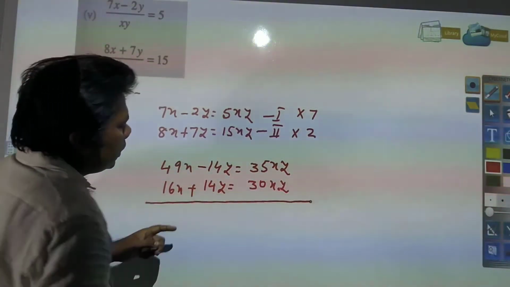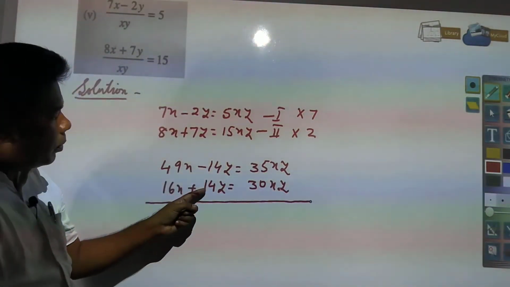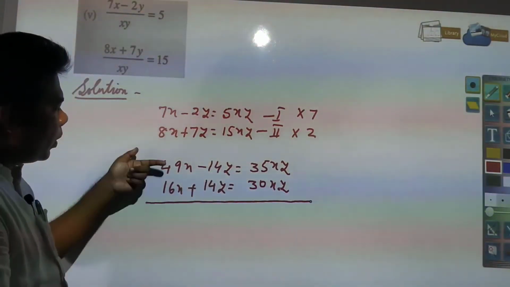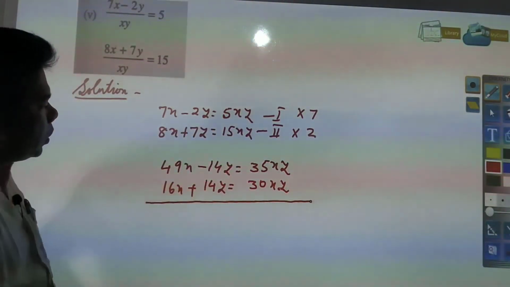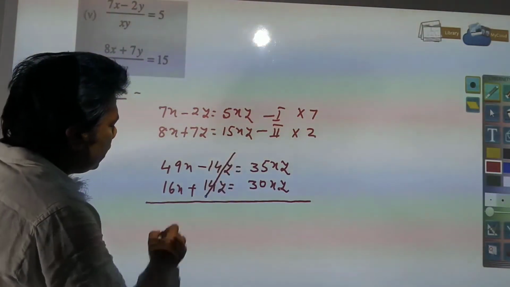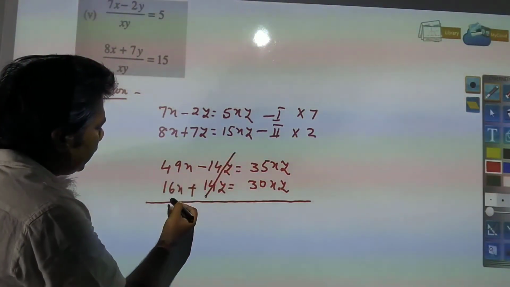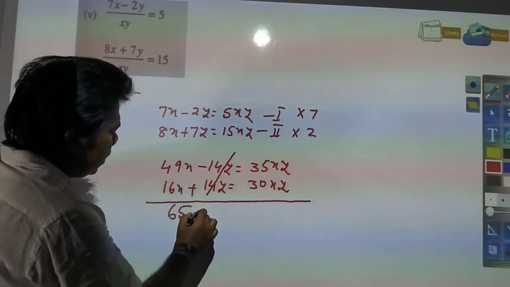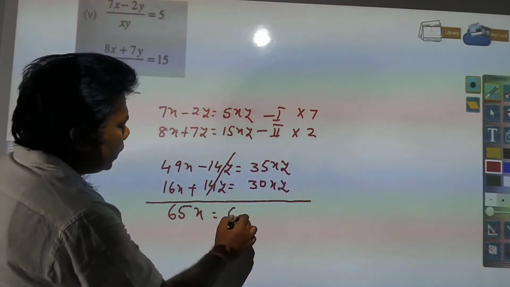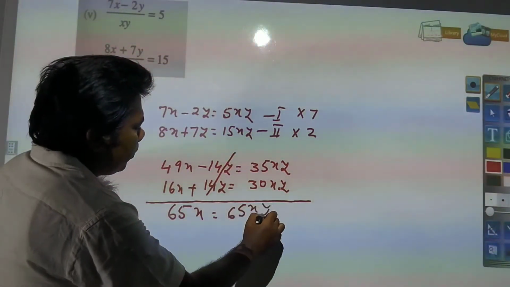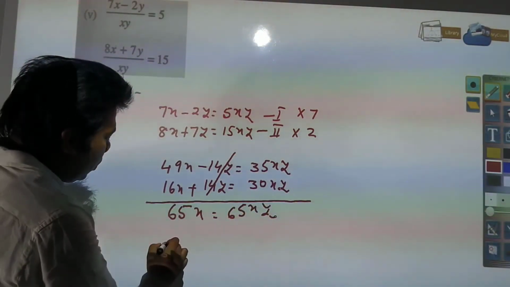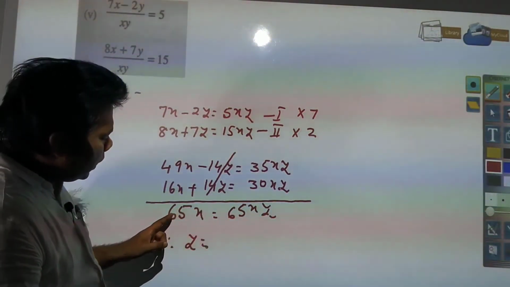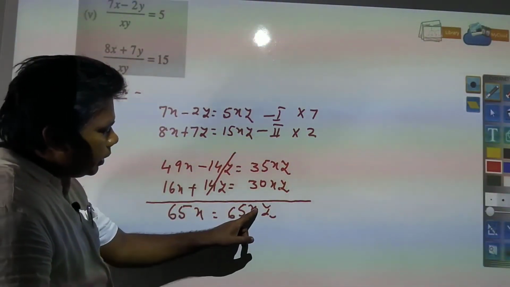Now just you see, here negative you have, here positive you have variable y. So this will be cancelled if you are adding equation 1 and 2. So this will be cancelled. You will be left with 49 and 16, 65x is equal to 65xy. Now y will be equal to what? This y will be equal to 65x divided by this 65x.